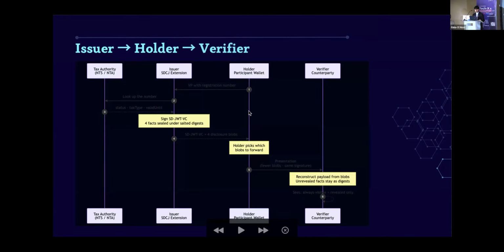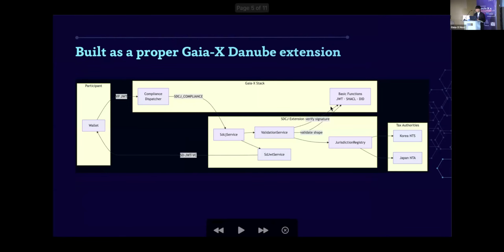And this is the flow for the implementation. So we have the tax authority, which goes to the SDCJ extension, and also the holder's participant wallet. And lastly, it goes through to the verifier counterparty. It was also built as a proper Gaia-X Danube extension, so it runs alongside the Gaia-X Danube stack. You have the compliance dispatcher and also the basic functions. In the compliance dispatcher, we have listed the extension.